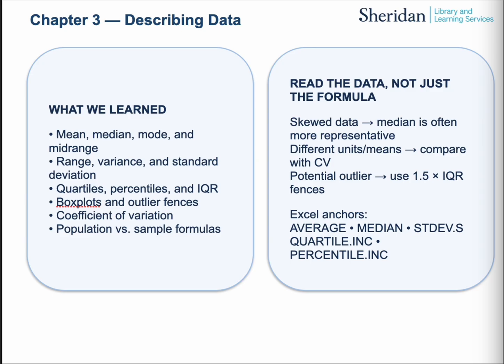Another important concept included is the coefficient of variation, or CV. Unlike the SD, the CV allows us to compare variability between datasets that have different units or very different means. For example, if we're comparing investment returns or production measurements from two different processes, the CV often provides a more meaningful comparison than the SD alone.